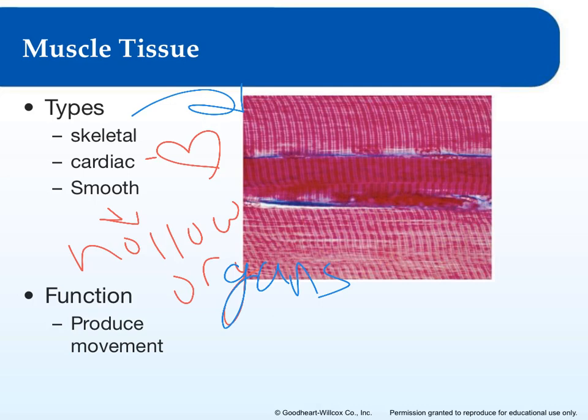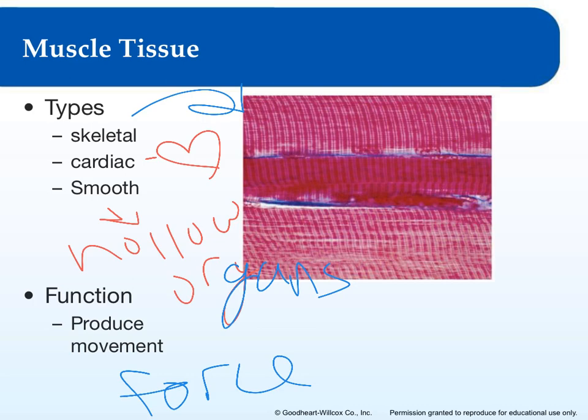All muscle, regardless of its kind, so no matter whether it's skeletal, cardiac, or smooth, its job is to produce movement or to generate force. Skeletal muscle does it in a very obvious way that we see. Our arms swing around, our legs move. We are producing movement and generating force. Cardiac muscle does that with our heart. Our heartbeat, you can feel it producing movement and generating force every time.